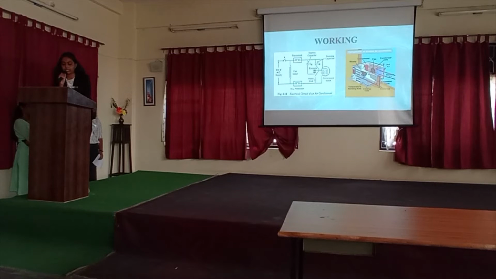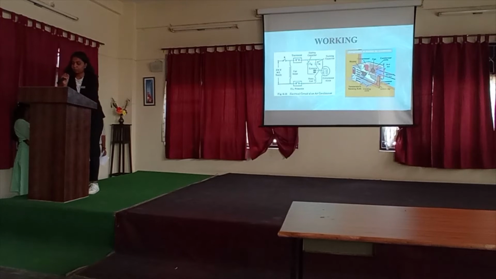Note that in the case of window ACs, the components mentioned above are all located in a small metal box installed in a window opening. These are the main components of an air conditioner. Now Anupama will explain the working, to show how an air conditioner does what it does.